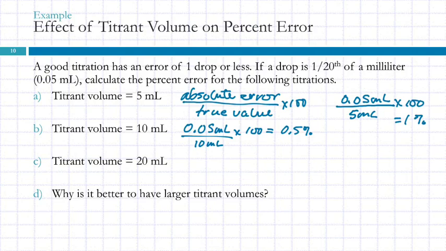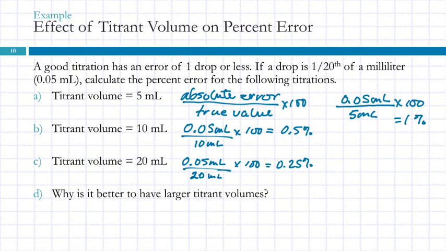What about 20 milliliters? So 0.25%. So the error caused by being 1 drop off in either direction in getting to your end point, if you're using 20 milliliters, is only going to be 0.25% error. If you're using a small volume like 5 milliliters, it's 1% error. So why is it better to have larger titrant volumes? Smaller percent error.